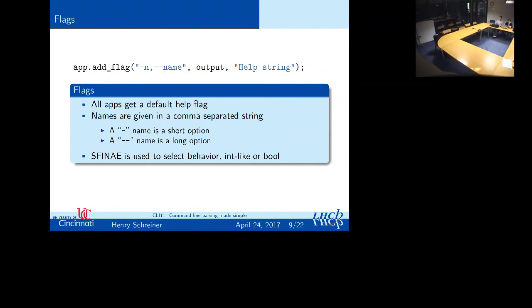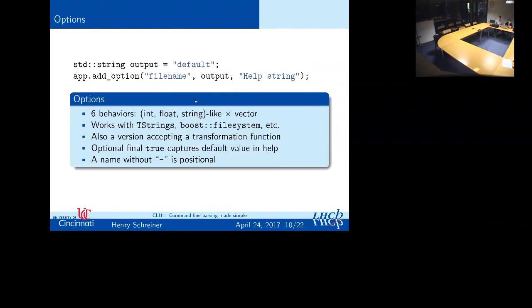It uses the C++ idiom of SFINAE, substitution failure is not an error, to select the behavior, so you can use any int-like here. You could do an unsigned int or a char or whatever you'd like, and it will pick the correct behavior. Or you can use a bool. If you use a bool, you can only give one of these on the command line. If you use an int-like, then it will give you the number of times that flag was passed as the value that it puts inside output.